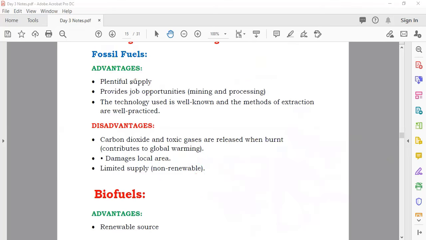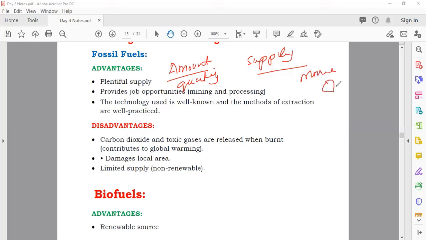Don't think there is no difference between amount and supply. Amount means how much quantity you have. Supply means you are moving the things from one place to another place. That is supply, not quantity. Maybe you are mixing these two things. Understand now?